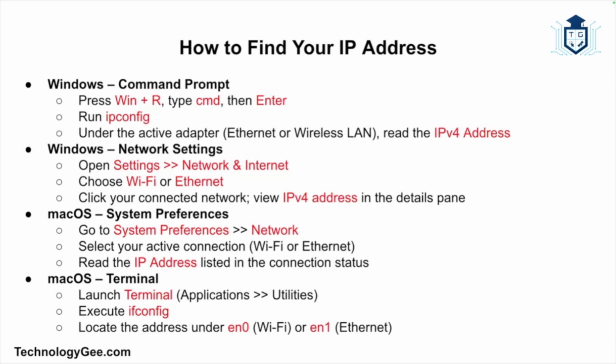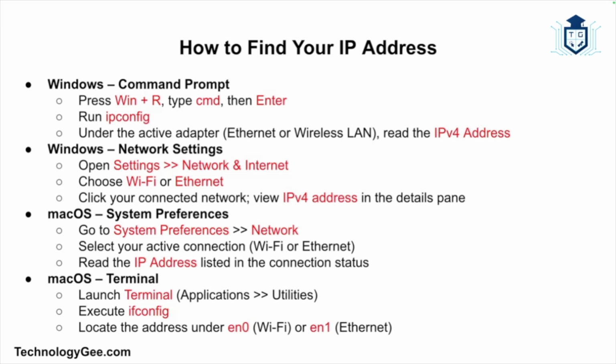When it comes to Windows, you want to use the command prompt. Open the command prompt by pressing the Windows key plus the letter R, then type CMD for command, and press enter. After you do that, type ipconfig and hit enter, and your IP address will be listed under the network adapter that you are using. If you're using your network settings, go to settings and then network and internet. Select Wi-Fi or Ethernet, depending upon your connection type.